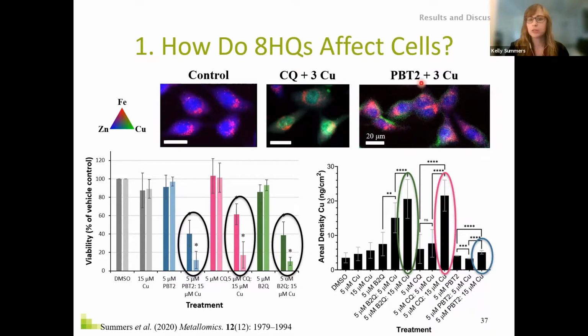In comparison, when we treat with PBT2 and 3 equivalents of copper, you can see that zinc is still throughout the cell. We still have a similar pattern of iron near the nucleus, but the copper is localized on the outside of the cell, possibly at the cell membrane. And so we had hypothesized that while the copper brought into the cell using cliquinol may be bioavailable and maybe causing the cell death, the PBT2 and copper may be getting trapped in the cell membrane, which is still causing problems, but maybe not as detrimental.